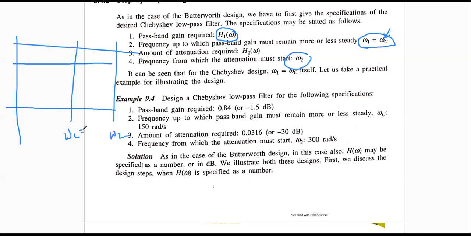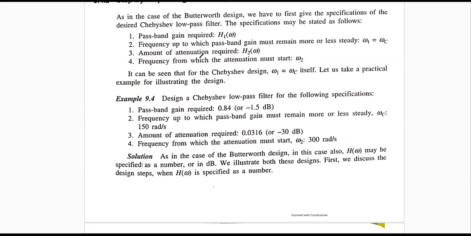So this is omega 1. And what is the gain at H2? That should also be given. So these 4 parameters we need: H1, H2, omega c, and omega 2. If we have those things, we can design our filter.